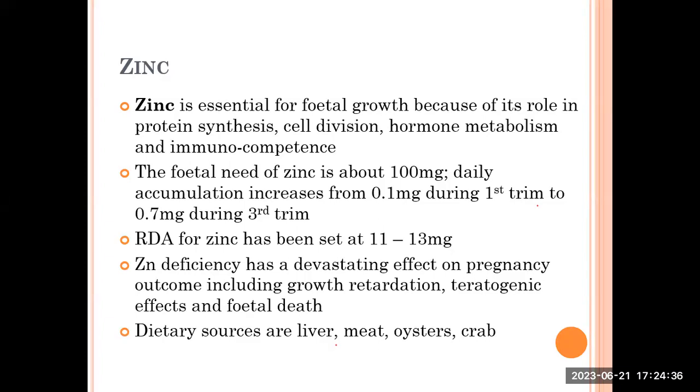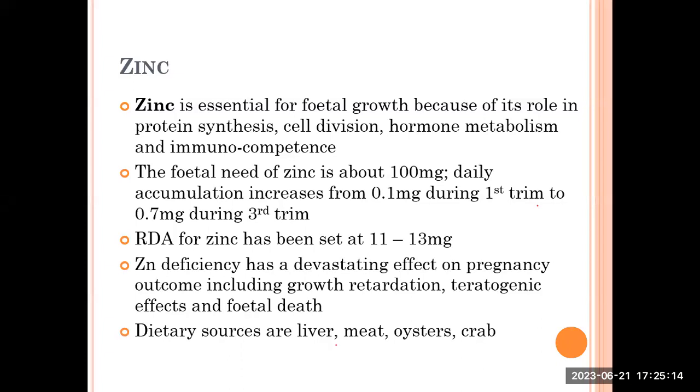Dietary sources are liver, meat, oysters, crab. These are just a few. And you can see oysters and crabs are usually freshwater and marine foods. But meat, and here I'm talking lean meat, please, not just fatty meat, lean meat. Then liver. Now, too much liver too is not good. So once in a while, some small amount of liver for the house.